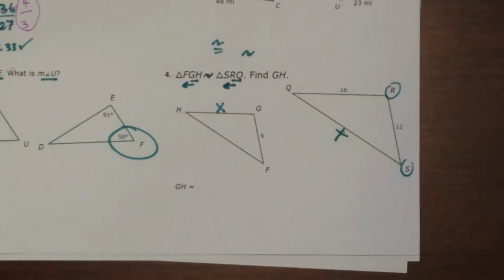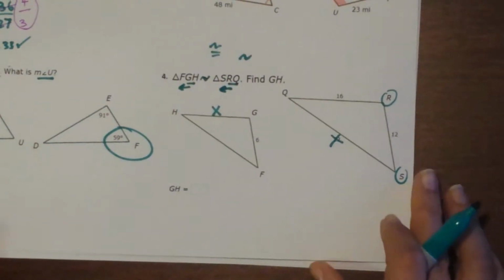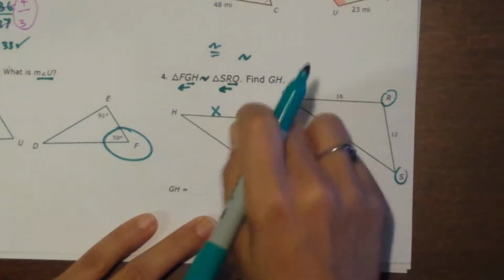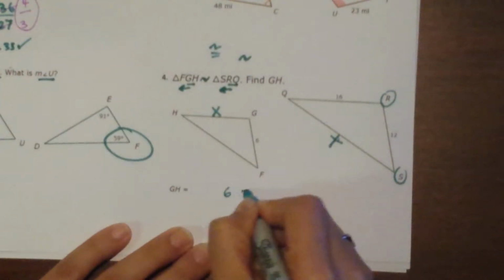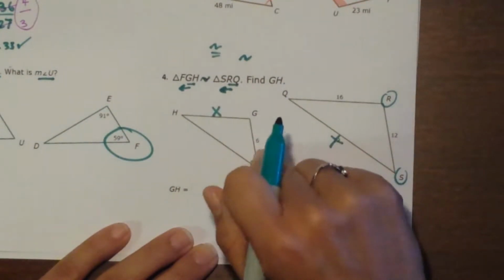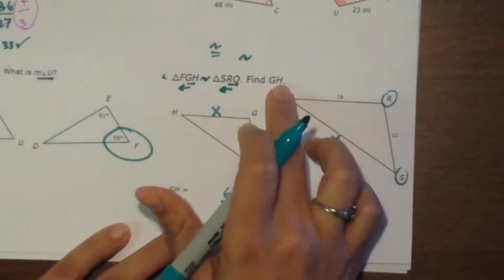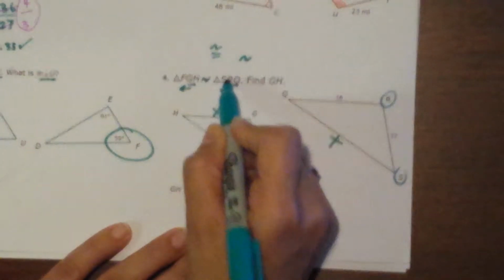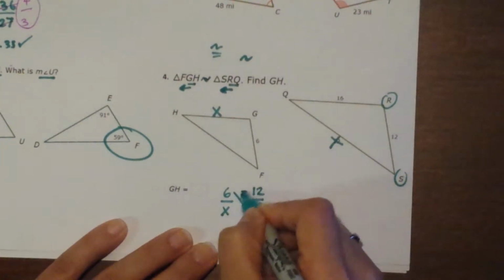Okay. Now remember I told you I was going to compare. All right. So I'm going to start with GF. Okay. GF or FG. FG goes with SR. So I'm going to say 6 goes with 12. And if I started from this shape, I have to start from this shape again. So X goes with what? HG or GH. GH goes with RQ or QR. RQ. So 16. All right, once you have your proportion set up, go ahead and cross multiply.